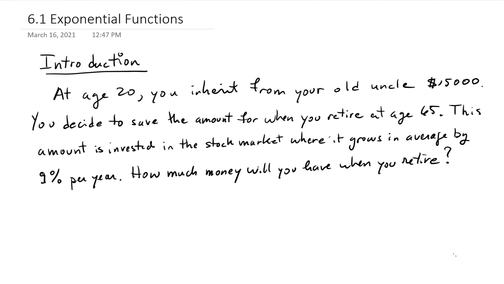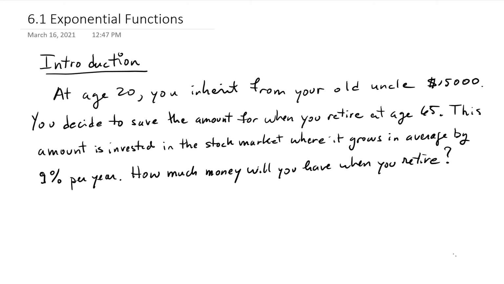So suppose that you're 20 years old and you inherit from your old uncle $15,000. And you're very wise, and you decide to save that money for when you're going to retire at age 65. So that's 45 years from now. And you invested in the stock market where it grows on average by 9% per year, which is actually not impossible. And the question is, how much money will you have when you retire in 45 years?